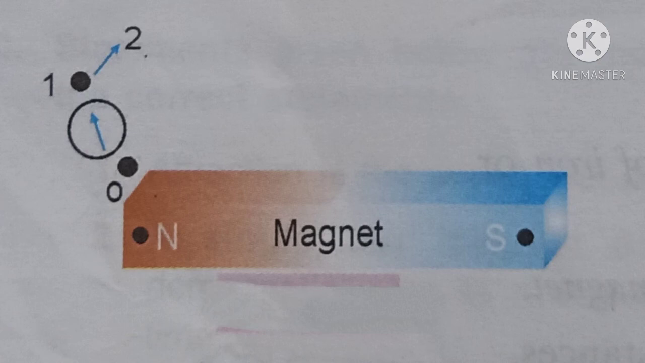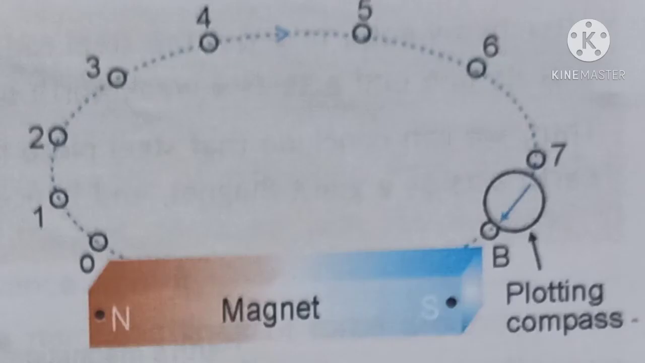Now we discuss the properties of magnetic lines of force. They are closed continuous curves. They travel from north to south outside the magnet and from south to north inside the magnet.